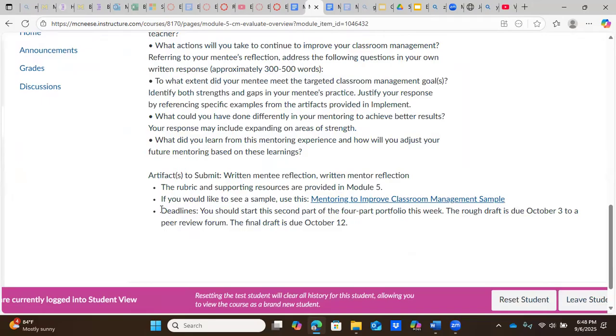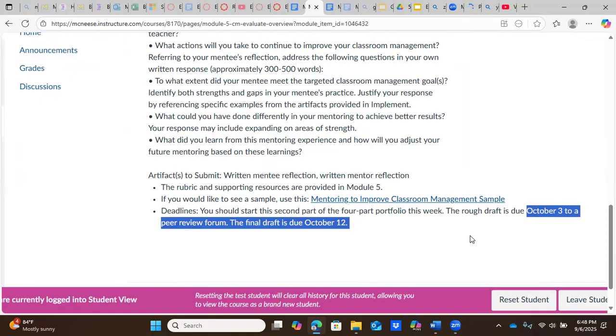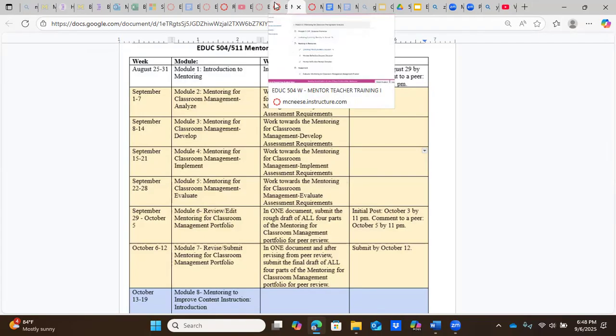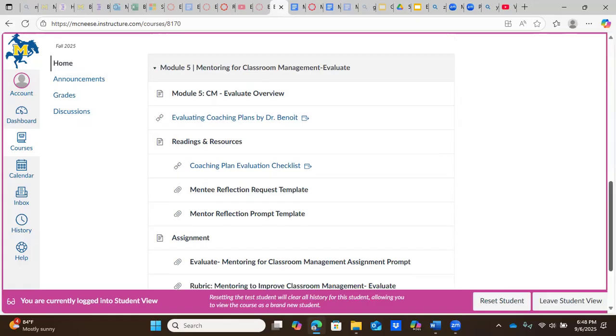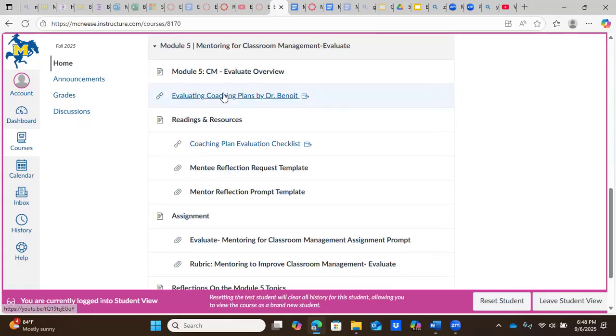And then you should start this this week, and don't pay attention to these dates. Remember, you want to check your own course calendar for these dates, but make sure that you are staying on track. So let's go back one more time and look. You are going to have a lecture with some materials and some guidance on how to evaluate your coaching plan. So that's provided here. It's about a 10-minute talk.